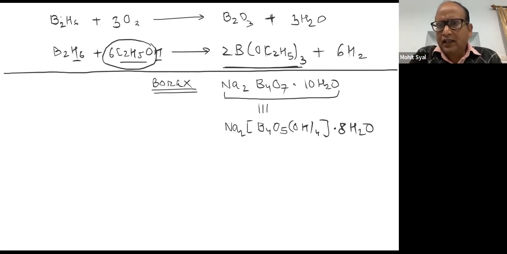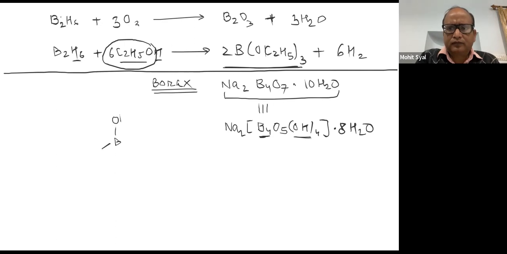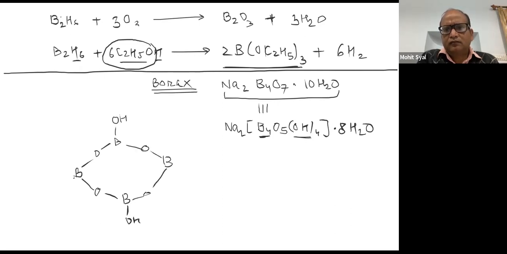So just have a look at the structure of borax. There are four boron atoms, and there are 4 OH. So what you can do is you can connect each OH to each of the boron atoms and put oxygen in between. Make a ring out of them. That's how you can remember. Make a cyclic ring in which each boron is connected to oxygen, then boron, then oxygen, then boron.